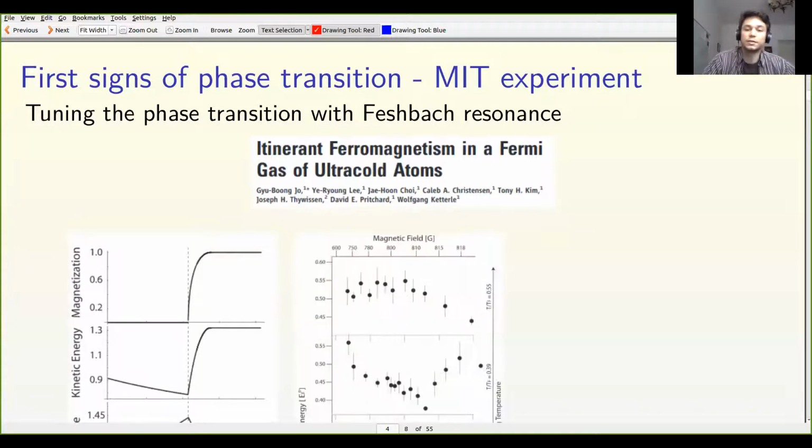And what they observed that if you start with some high temperature and you lower down the temperature to the level of a very small temperature in comparison to Fermi temperature, then you see some kind of signs of a phase transition. It's some kind of discontinuity of derivative of that kinetic energy.